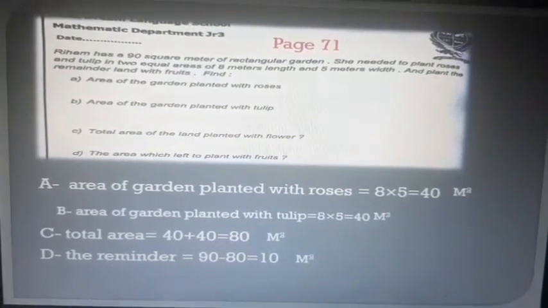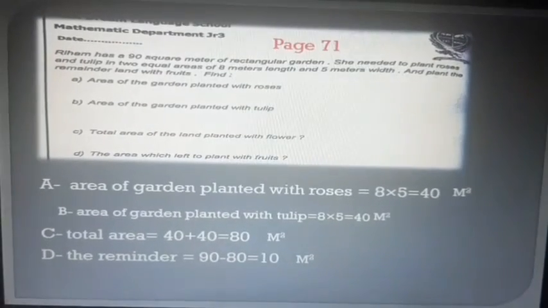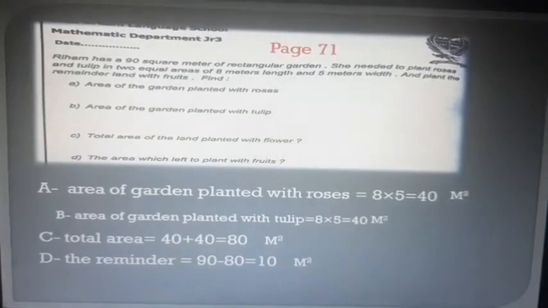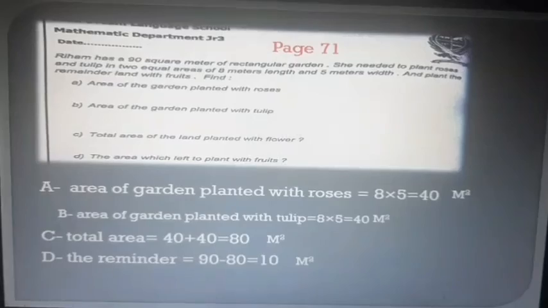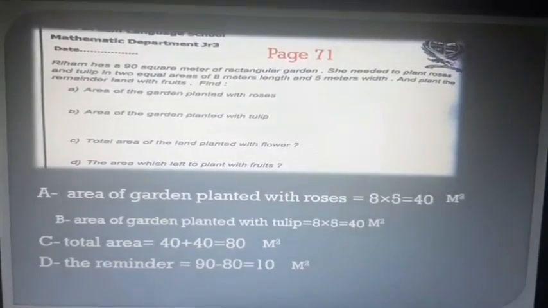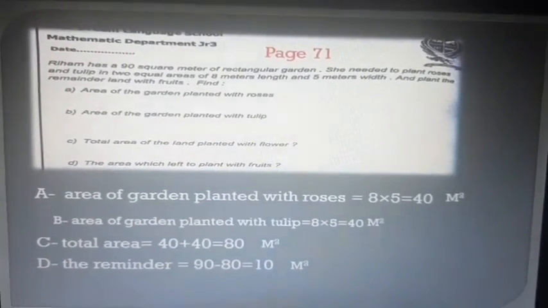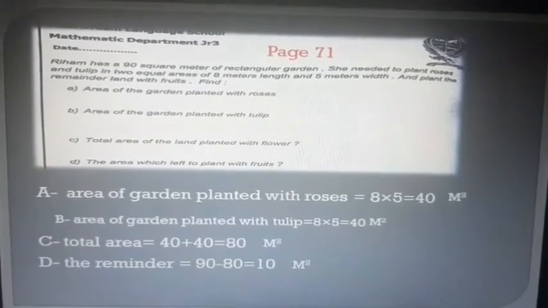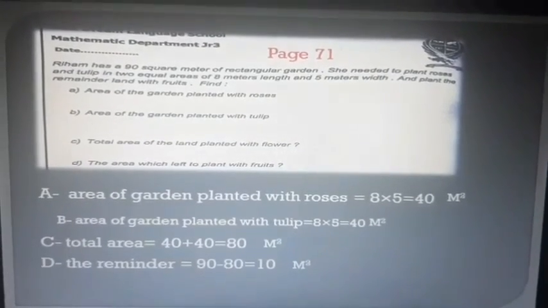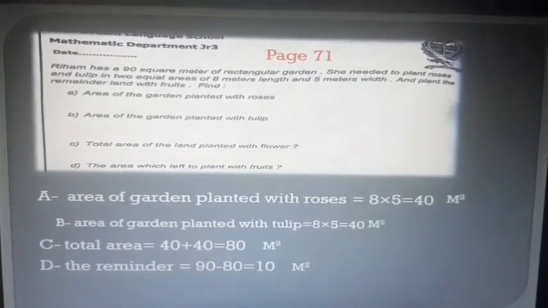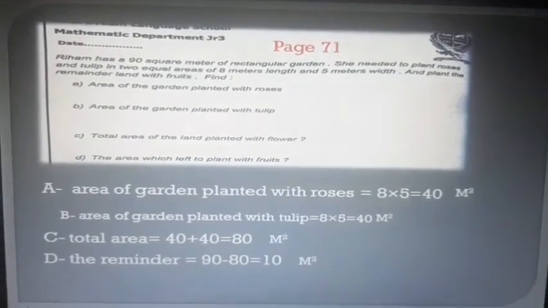Okay, junior 3, this is all about the area of a rectangle and the half of the area of a rectangle. Please answer it in your booklet, page 71. Don't forget it. And thank you.